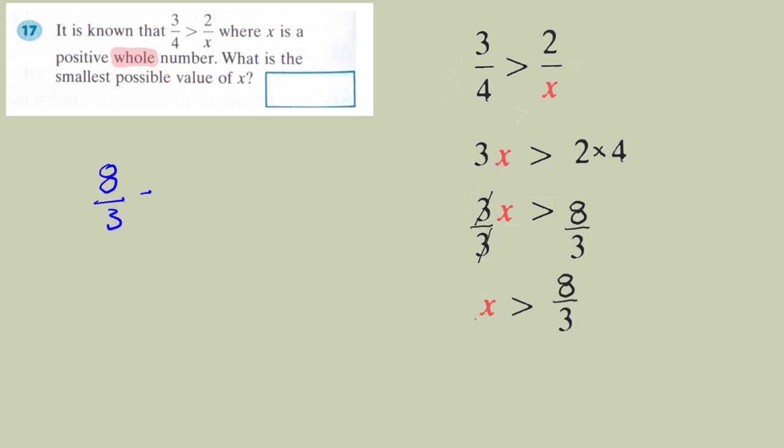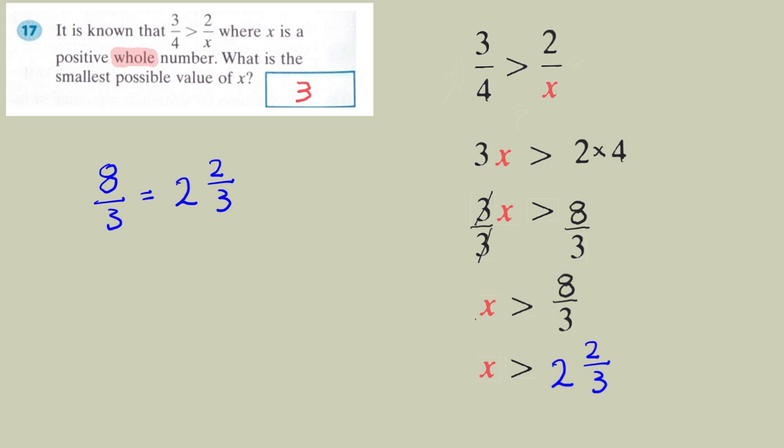8 on 3 is going to be the same thing as 2 lots of 3's will go in there plus 2/3. So we could say that x is greater than 2 and 2/3. Now, if x is greater than 2 and 2/3, because we want a whole number, then the number needs to be more than 2 and 2/3. The whole number after 2 is 3, so therefore x must be greater than 3. So our value in here must be 3.